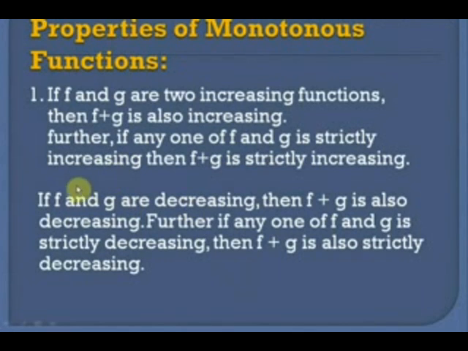Similarly, if f and g are decreasing functions, then f plus g is also a decreasing function. That is, if f and g are two decreasing functions, then their sum is also a decreasing function. Further, if any one of f and g is strictly decreasing, then f plus g is also strictly decreasing. So, in short, if f and g are two increasing or decreasing functions, then the sum is also increasing or decreasing. Further, if any one of f and g is strictly increasing or strictly decreasing, then f plus g is strictly increasing or decreasing respectively.